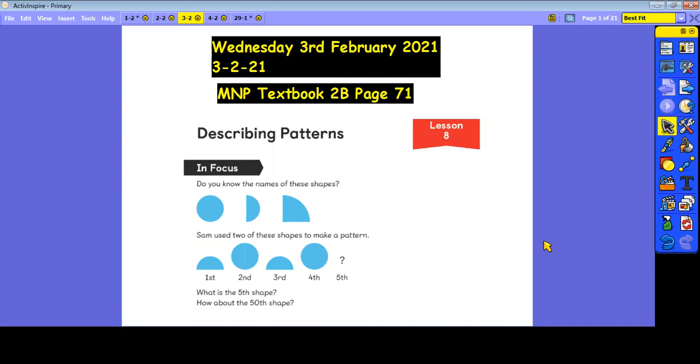Can you believe we're on to lesson 8 on 2D shape, children? Nearly at the end of this chapter. You'll need to find page 71 in textbook 2B. And today we are describing patterns with 2D shapes. Yesterday, if you remember, we were making patterns. Today we are describing patterns. So we're still looking at patterns, but today we're describing patterns.